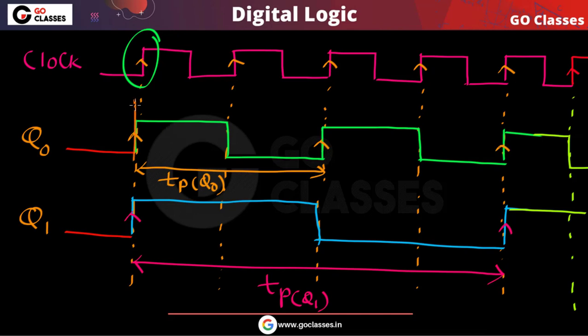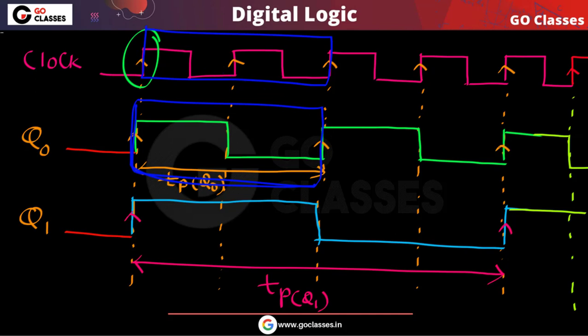Because you can very easily notice that in this time period, just look here, in this time period there are two time periods of the clock. So in one time period of q0 there are two time periods of the clock.